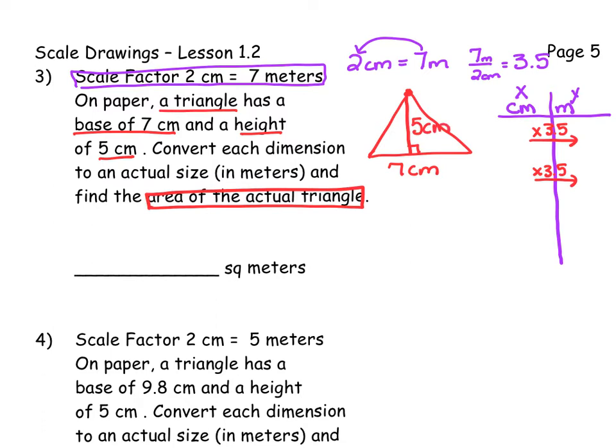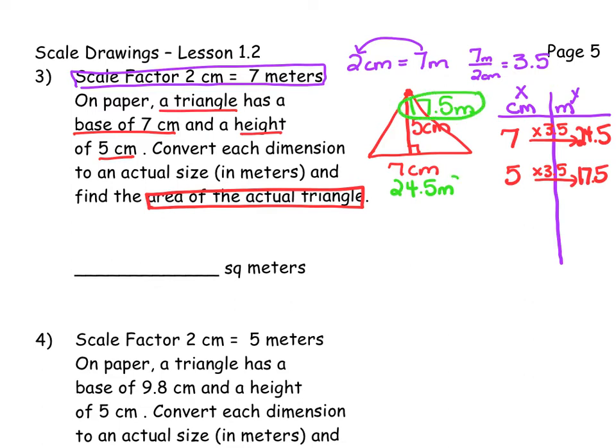We need to convert these to actual dimensions. So, 7 times 3.5 and 5 times 3.5. Take a moment and calculate each of those dimensions in meters. You should have gotten 24.5 and 17.5. Now, just going to jot that down on our diagram.